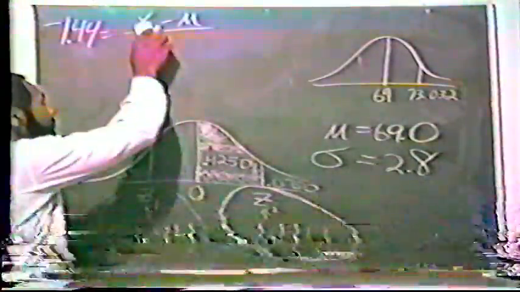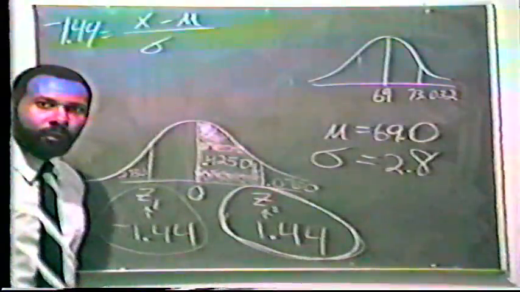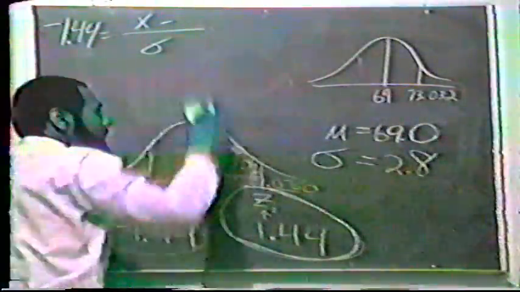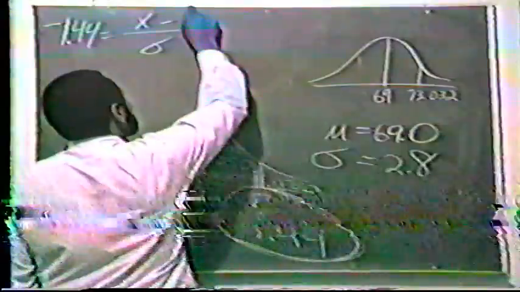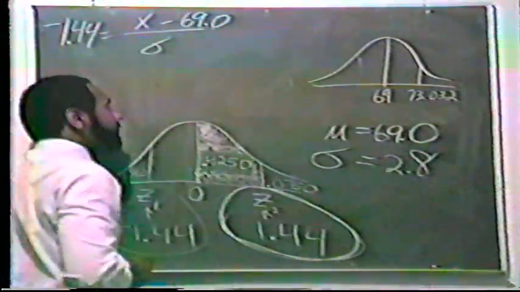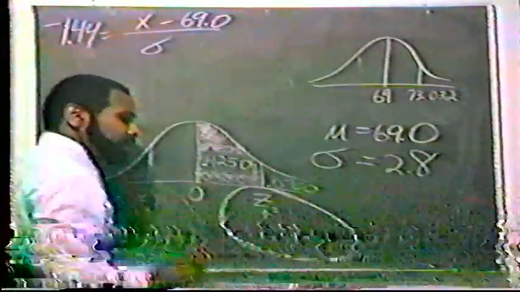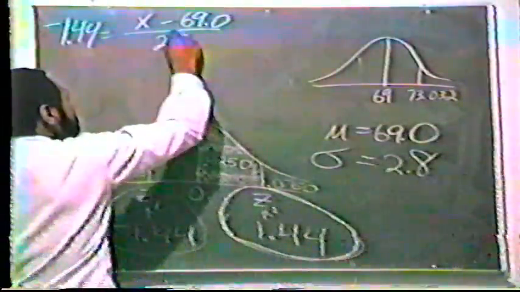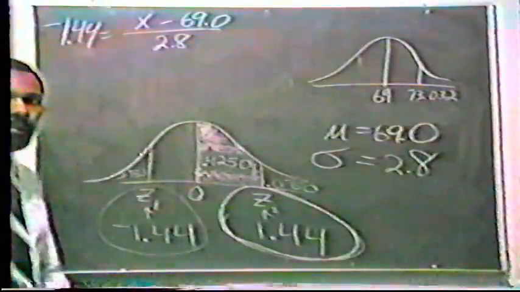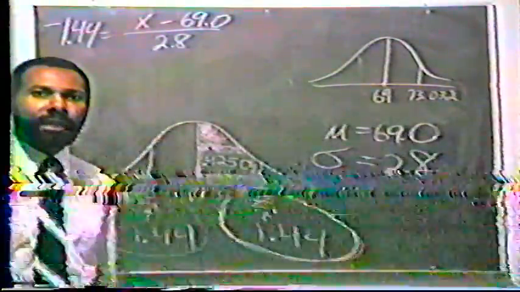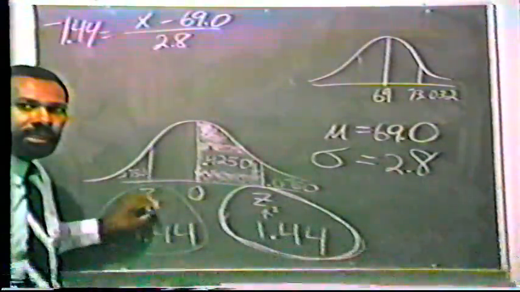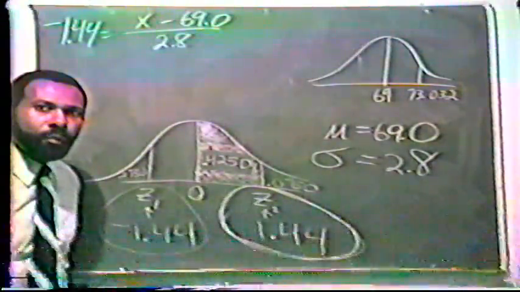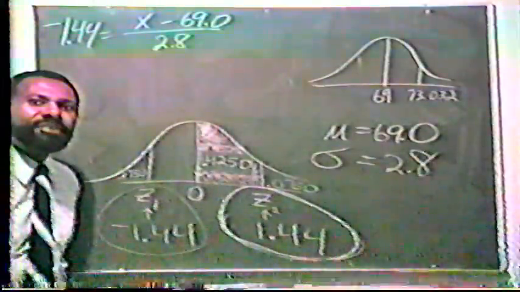Now, x is the raw score. That's what we're looking for. So we let that remain x. For the mu, the mean we said was 69 or 69.0. That's the mean, 69.0. The standard deviation again is 2.8. So now we have to solve this equation for x to get the raw score for the minimum value. Once again, we look at the right side of the equation, where x is. We want to get x by itself.